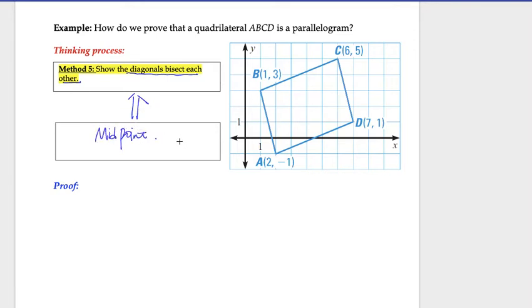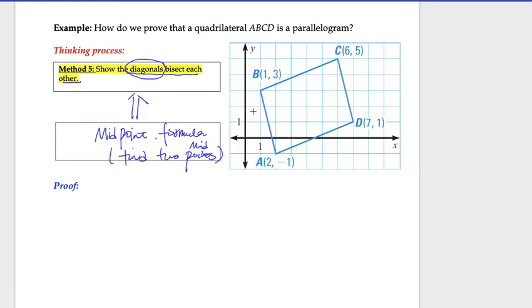And remember, to use the midpoint formula, we need to compare our diagonals to see if they have the same midpoint. So we need to find two midpoints to compare, right? Two midpoints, one for each diagonal. Remember, we are looking for diagonals.